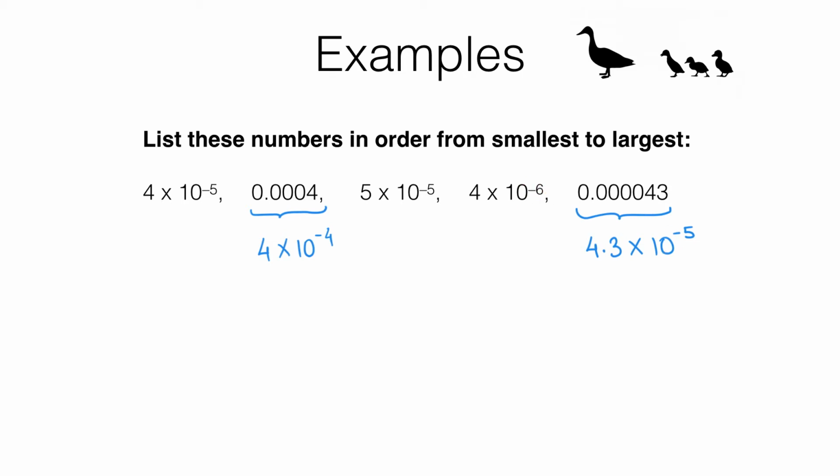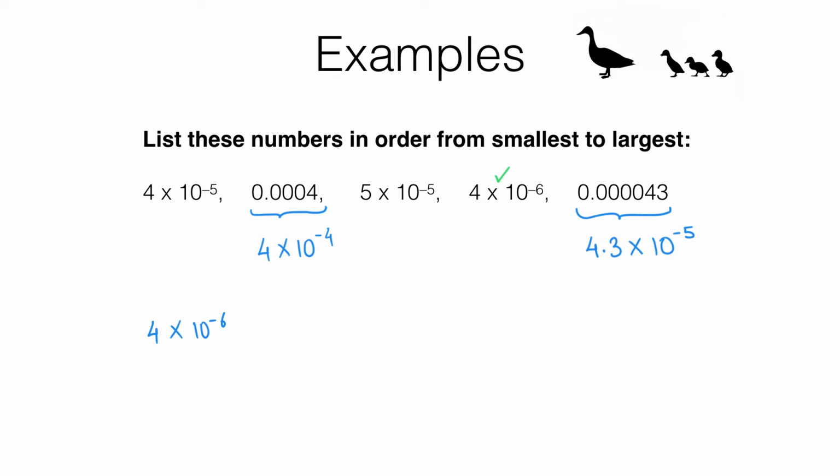And the lowest number is going to be the one with the lowest power of 10, and that is this one here, 10 to the power of negative 6. Negative 6 is furthest down the number line, remember? So this is the smallest number in the list, 4 times 10 to the power of negative 6. And I'm just going to tick that off to show that we have dealt with that one.